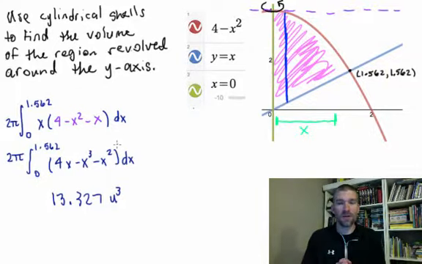All right, so there you go. More cylindrical shells. I think this is just really cool stuff.